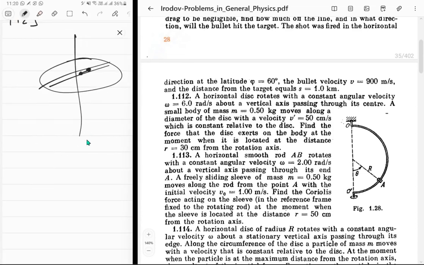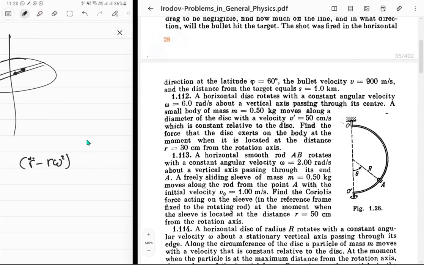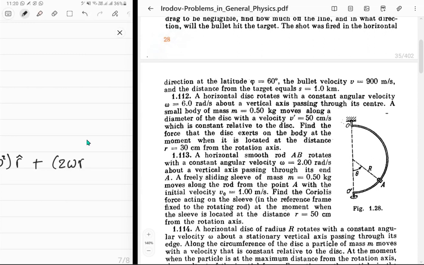Just find the acceleration. So the acceleration will be, let's see, what was that once again? r double dot minus r omega squared, times r hat. So this is in the radial direction. Then, was this plus or minus? I think it was plus. So plus 2 omega r dot, and then it's supposed to be r alpha, and it's either plus or minus. I think it's supposed to be plus, times theta hat.